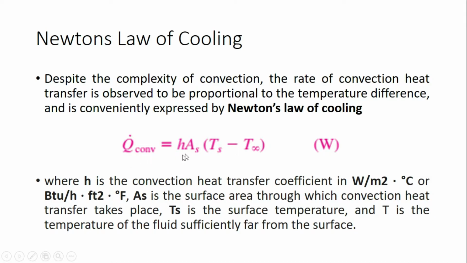The convective heat transfer rate is also proportional to the heat transfer surface area. The greater the surface area, the greater will be the convective heat transfer rate. The convective heat transfer coefficient is expressed by h, and its unit is watt per meter square per degree centigrade, and in American units it can also be expressed as BTU per hour per feet square per degree Fahrenheit. Whereas As is the surface area through which the convection heat transfer takes place, and Ts is the surface temperature. T infinity is the temperature of the fluid sufficiently far away from the surface.